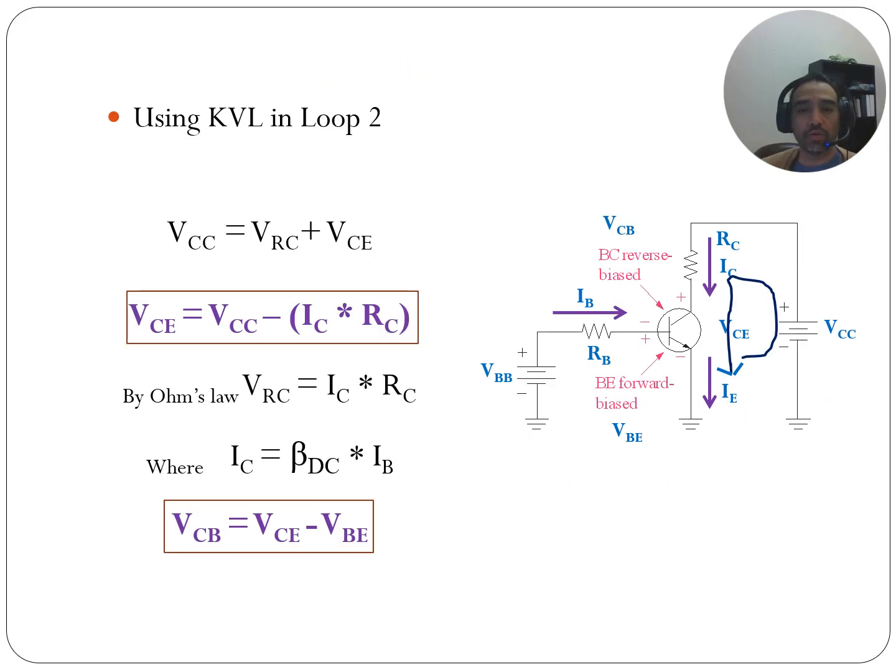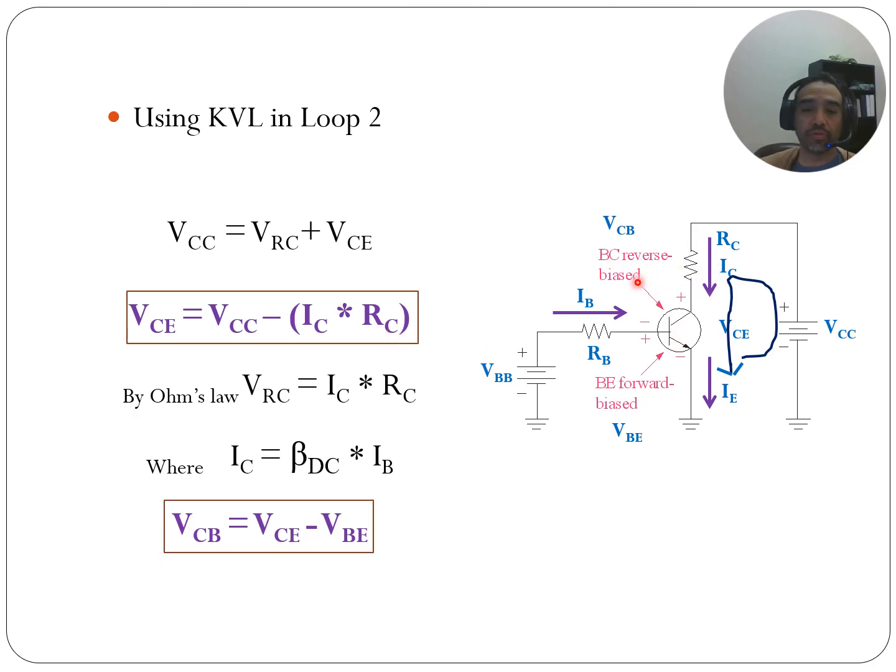All right, I know the KVL. This one is through VCC, through IC, through IE, right? Collector to emitter. So VCC is equal to the voltage across the collector resistor right here, plus VCE, meaning the voltage being dropped across the transistor. So VCE is equal to VCC, by rearranging, minus IC times RC.